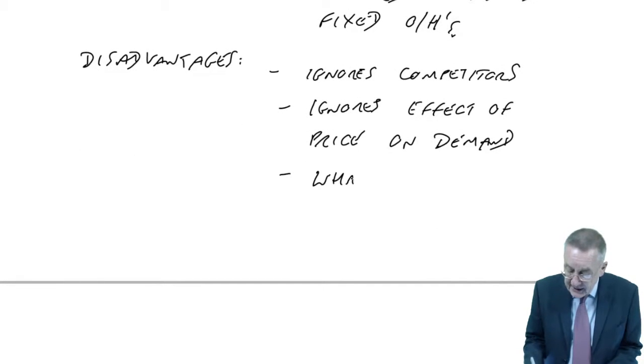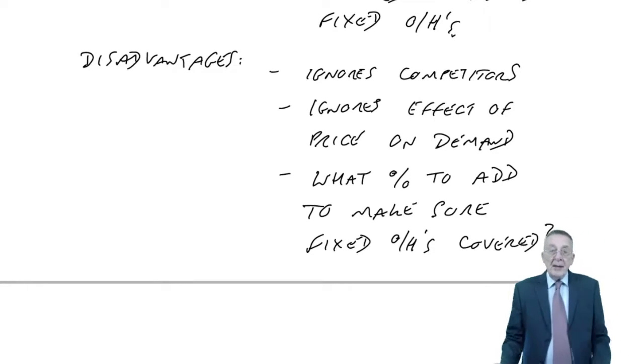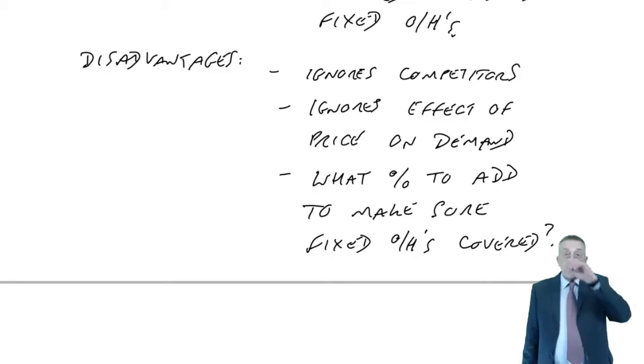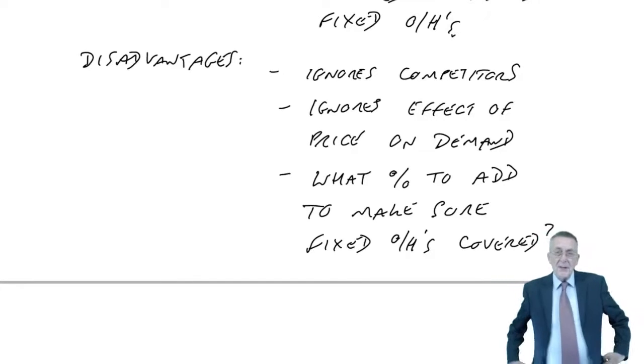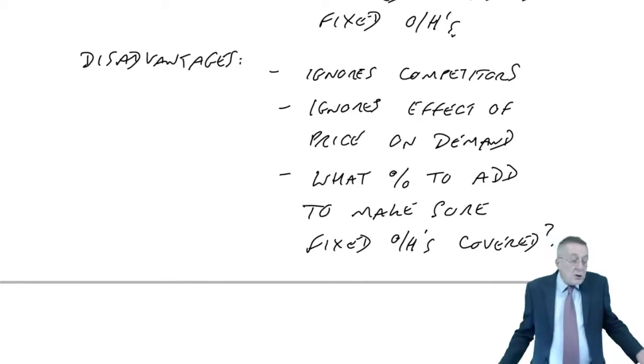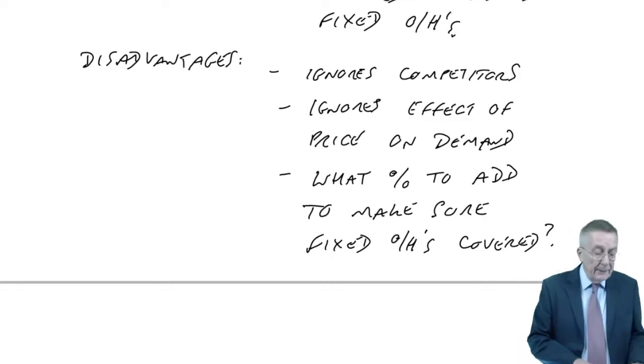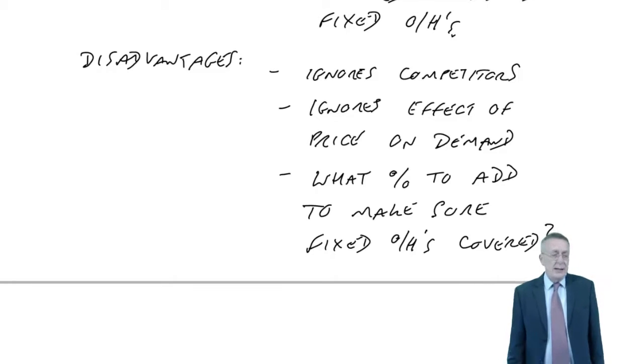What percentage to add to make sure we cover the fixed overheads? So both of those approaches are actually poor approaches. They're easy to apply, and obviously if you do get any in the exam, I've shown you what to do. But for all those disadvantages, in any normal situation, it's actually very poor.